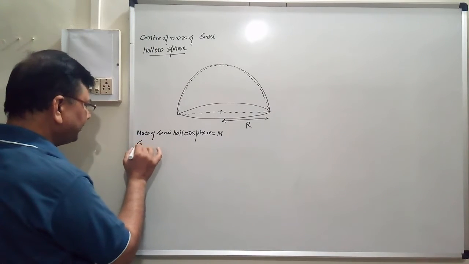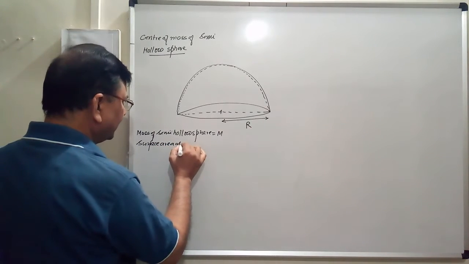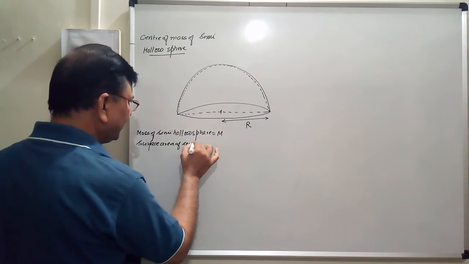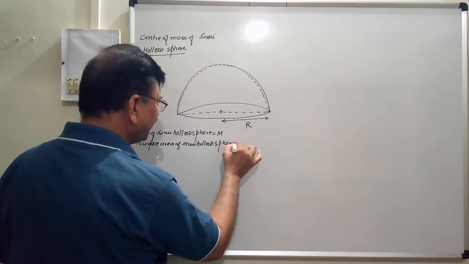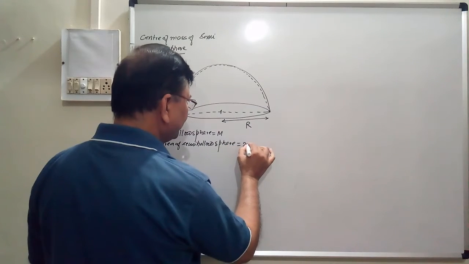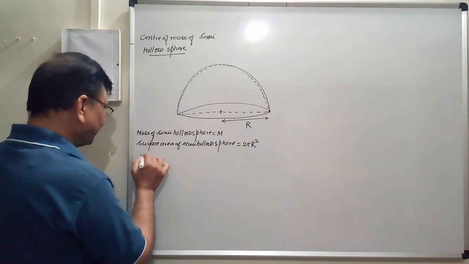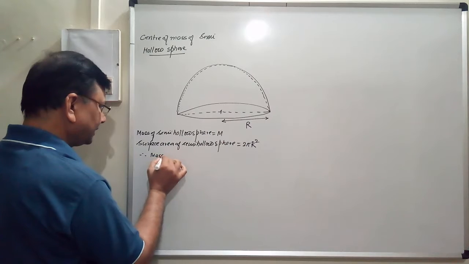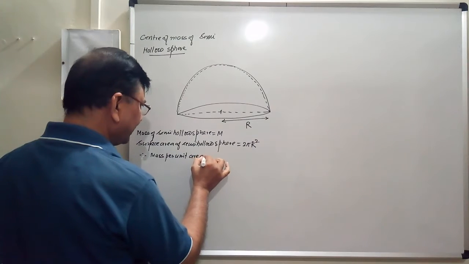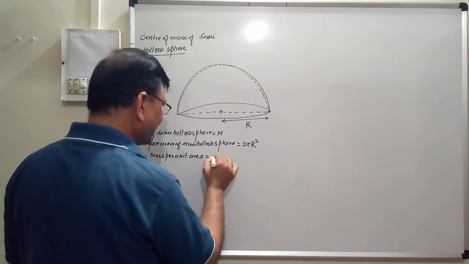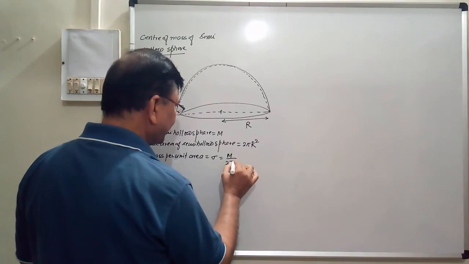Therefore, the surface area of the semi-hollow sphere is equal to 2 pi r square, as the radius is r, right? So therefore, mass per unit area, denoted by sigma, will be m upon 2 pi r square.